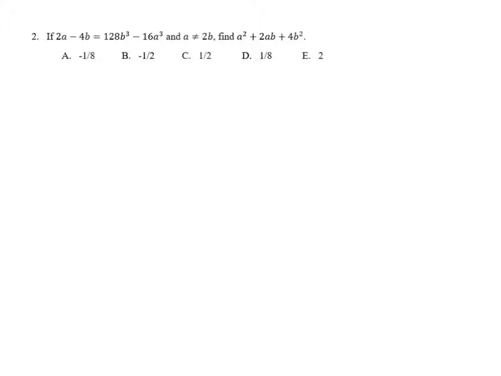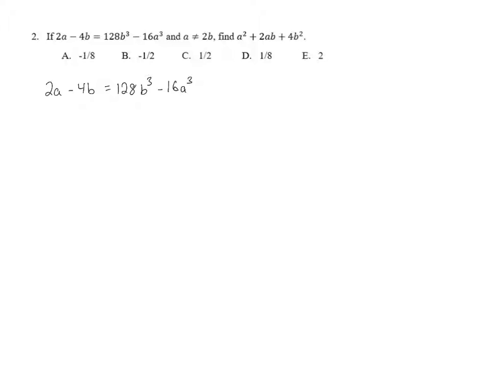In this problem, we're not asked to figure out what a and b are equal to directly. Instead, we need to figure out what a squared plus 2ab plus 4b squared is. So what I'm going to do is look at the original equation and just try and play it around to see what I get.